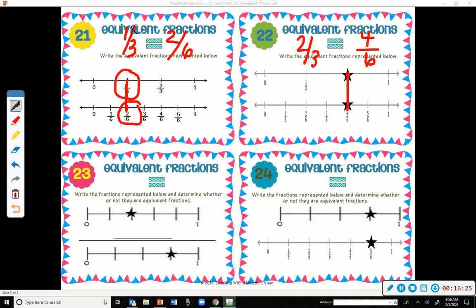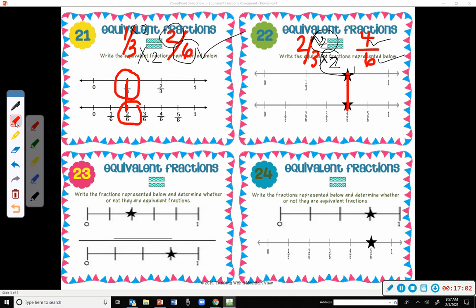I use multiplication, okay? So I'm going to go back over here. 1 times 2 equals 2. Does 3 times 2 equal 6? Yes. Over here, 2 times 2 equals 4. Does 3 times 2 equal 6? Yes. So you have to be multiplying by the same number. I can't say, well, 2 times 2 is 4, but 3 times 7 is 6. If you multiply by two different numbers, then they're not equivalent. You have to multiply by the same number. Okay?